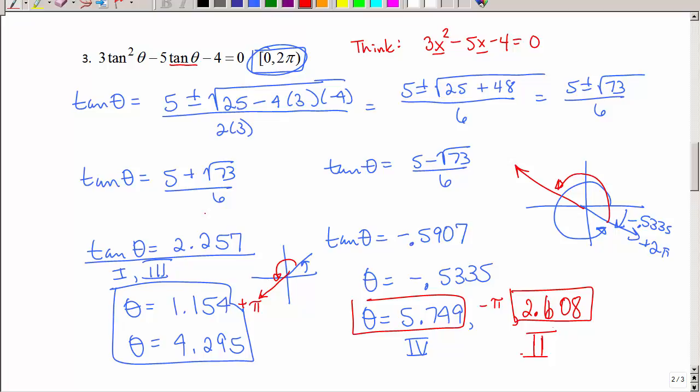Okay, so again, tangent was positive in quadrant 1. The calculator gave me that answer. I need to go all the way to quadrant 3. This is quadrant 4, negative, but because my interval says it has to be positive, I took this and added 2 pi to get that answer. That's in quadrant 4. And then I had to back it up 180 degrees, which is pi radians, so I'm going to subtract pi and get that answer.